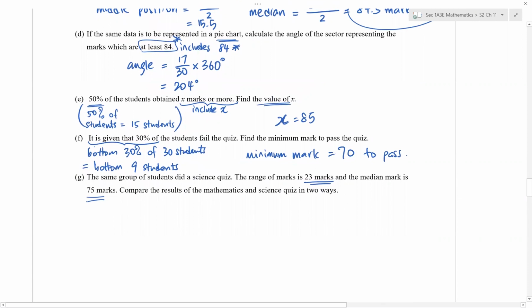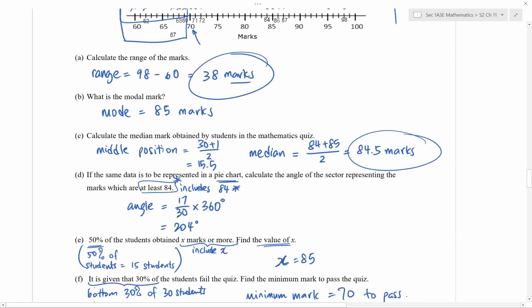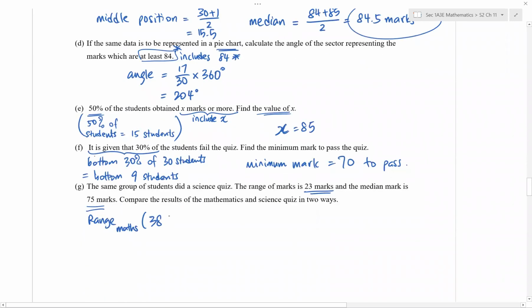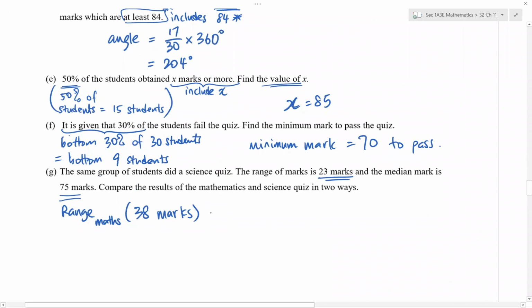Okay, so compare the results in two ways. Well, we already have two items to compare, range and the median. So let us start with the range. Range of maths. And how much is that? 38 marks. Show the comparison. This is greater than the range for science, which is 23 marks. Show the value.